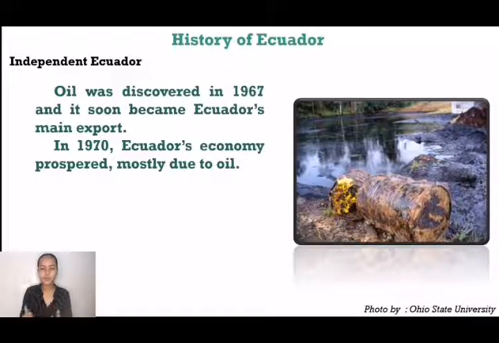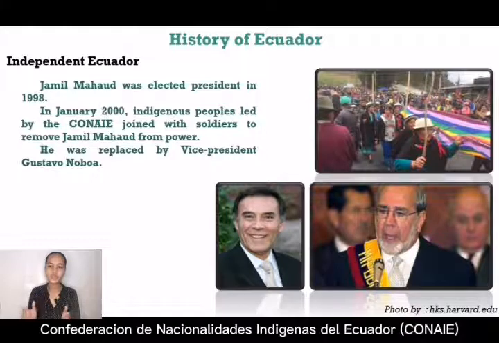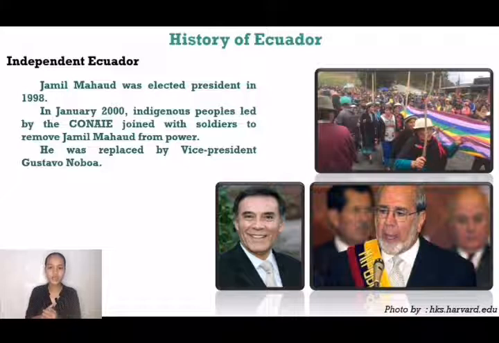Ecuador's economic problems continued in the 1990s and grew worse at the end of the decade with severe inflation. Jamil Mahuad was elected president in 1998, but under him, the crisis grew worse. In January 2000, indigenous peoples, led by the Confederación de Nacionalidades Indígenas del Ecuador, CONAIE, joined with the soldiers to remove Jamil Mahuad from power. He was replaced by the Vice President Gustavo Noboa.